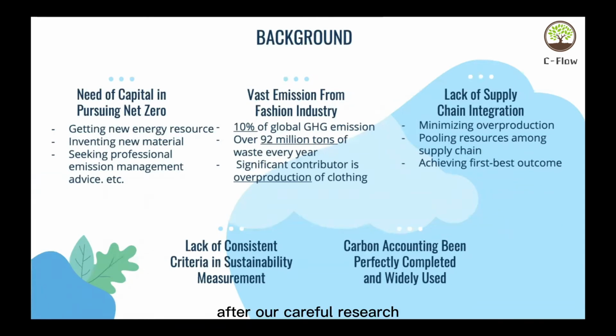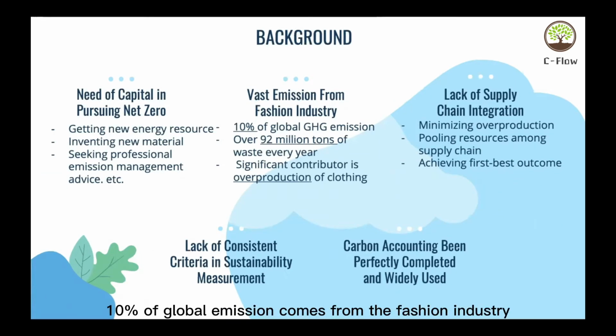After our careful research, we found that 10% of global emissions come from the fashion industry, and the significant contributor is overproduction. Though there are many decarbonization practices available nowadays, they are all costly and localized, and it's difficult for companies at the very beginning to pursue environmental sustainability and earn profit at the same time. But we believe a deep supply chain integration can do both things. The supply chain now lacks enough integration to both reduce waste and improve profit, and that's our opportunity.